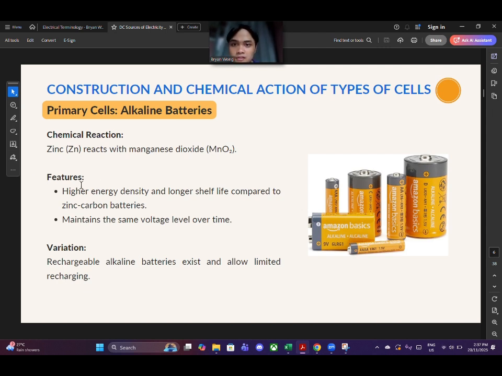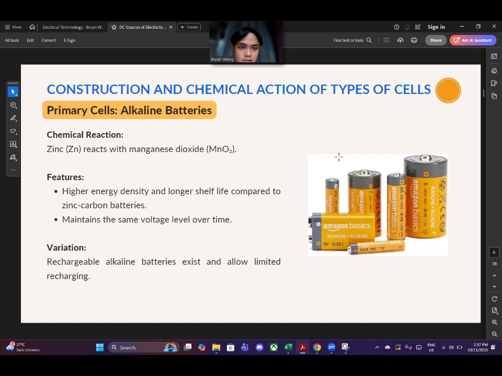So what are the features of alkaline batteries? It has higher energy density and longer shelf life compared to zinc carbon batteries. It maintains the same voltage level over time. That is the features or advantages of alkaline batteries. The variation here states that rechargeable alkaline batteries exist and allow limited recharging. This is the variation for alkaline batteries.